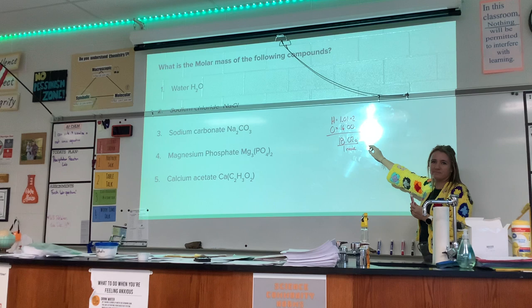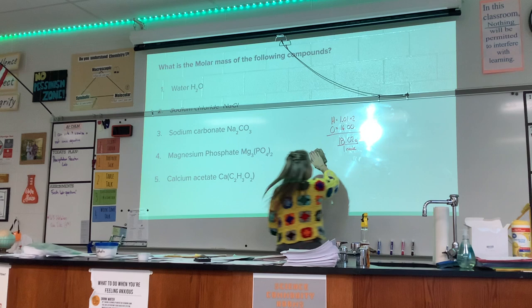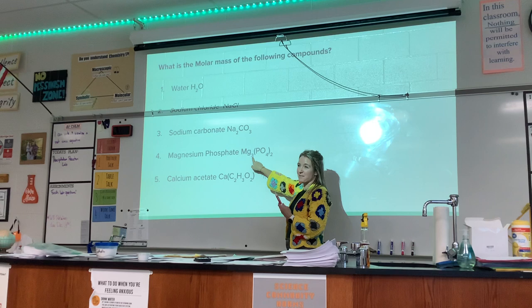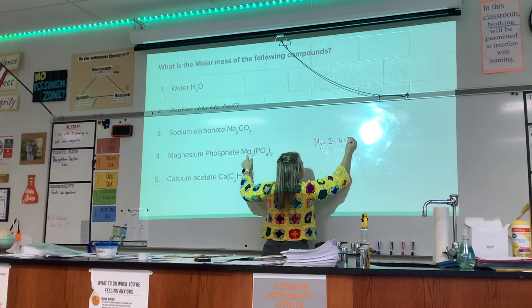Okay, skip down with me and let's come try this one here, number four, okay? So on number four, it has a lot more pieces, but the process is still going to be the same. So I have magnesium and three of them. So I need to find magnesium's mass. So Mg has a mass of 24.31. And that number needs to be times by three.